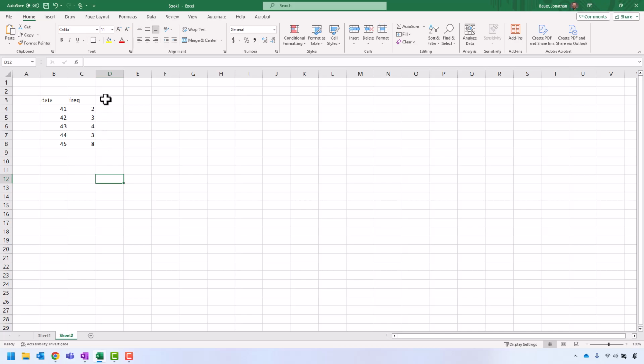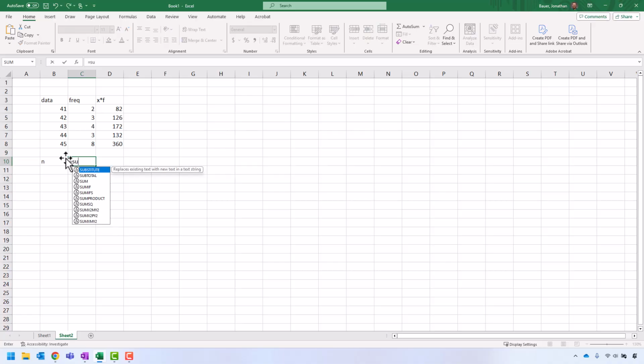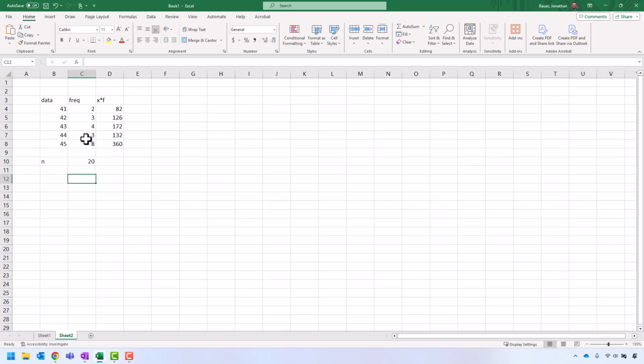So if I want to find the mean, I need to do all of the x times f's over here. And so I've got 41 times 2 and 45 times 8, so on and so forth. It counts them all up. So now I need to find my sample size, the sum of all my frequencies, so I know what to divide by here. So grab these. And we've got 20. And then I need the total of all of these scores. So that's the sum of all the x times f.